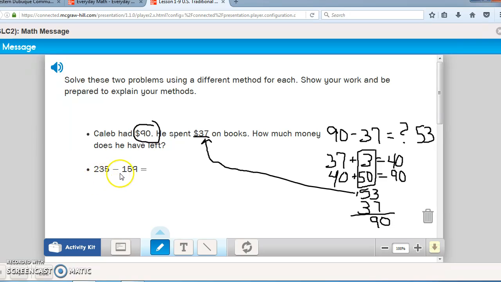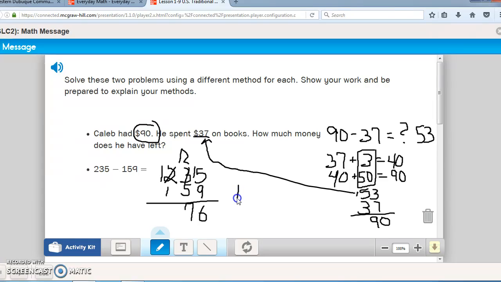The next problem, 235 minus 159. We can use the trade method for this. So 235 minus 159. Well, I know right off the bat, I can't have 5 and take away 9, so I trade. The 3 becomes a 2. The 1 goes in front of the 5. I know I can't have 2 minus 5, so I trade again, and now I know I can subtract. 15 minus 9 is 6. 12 minus 5 is 7. And 1 minus 1 is 0, so my answer is 76.